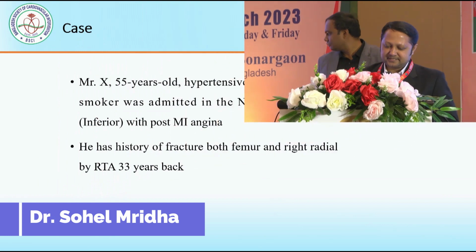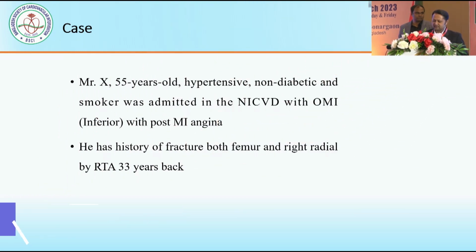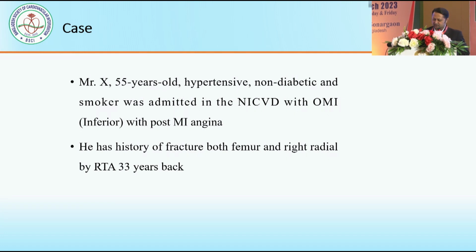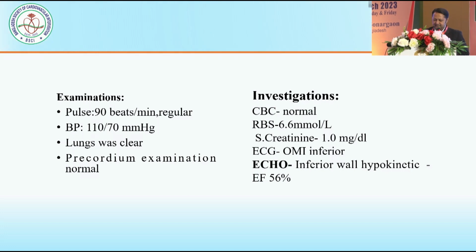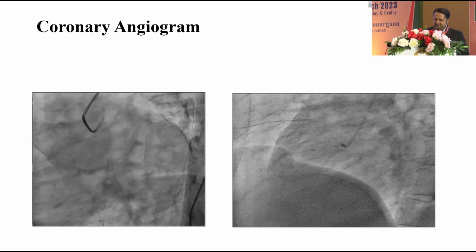My case is Mr. X, 55 years old, hypertensive, non-diabetic, smoker, admitted into NICVD with old inferior MI with post-MI angina. He has a history of fracture of both femur and right radial from a road traffic accident 3 years back. On examination, findings are normal, and echo is normal, EF 56%.